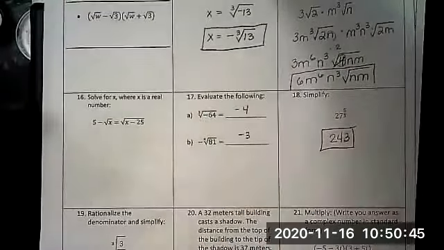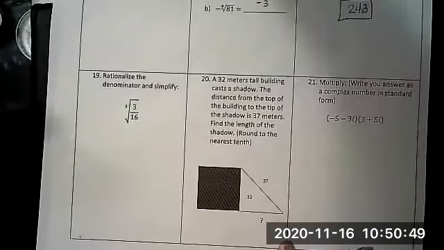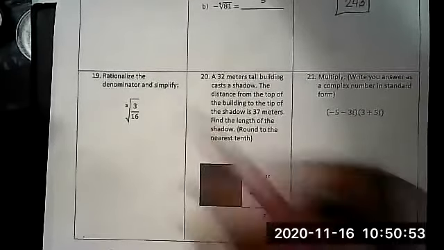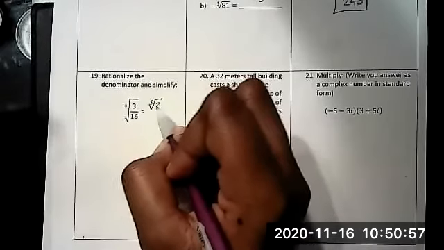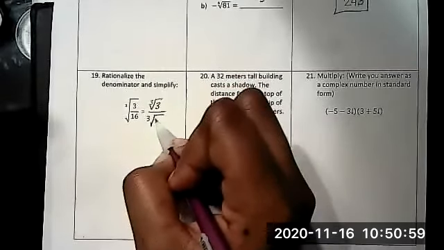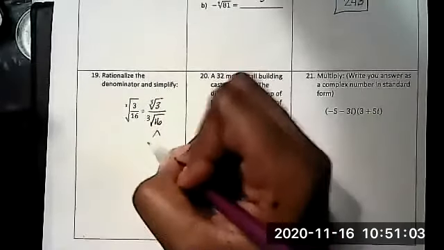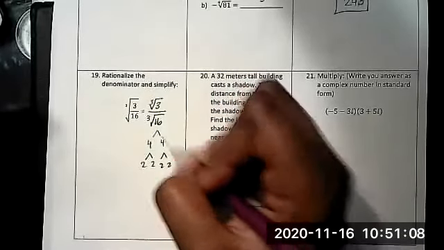All right, so let's look at number 19 here. It's rationalizing the denominator and simplify. So for this one, you know that this is cube root of 3 on the top, and cube root of 16 on the bottom. Let's simplify this to see if we can, because we know that's 4 times 4, and that's 2 times 2, and that's 2 times 2.